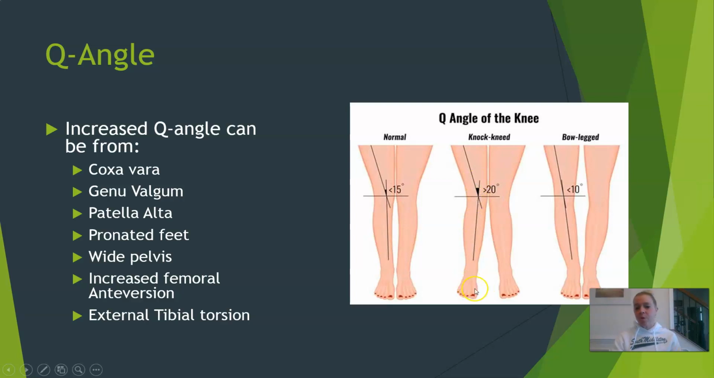If the person has pronated feet, right? So with all of this, with coxa vara and genu valgum, we tend to also see increased pronation at the feet. So with that will come an increased Q angle as well. We talked about how women have wider pelvises. A wider pelvis is going to increase that Q angle at the knee. If there is increased femoral anteversion or external tibial torsion, either one of those will also increase the Q angle as well by internally rotating the femur or externally rotating the tibia.